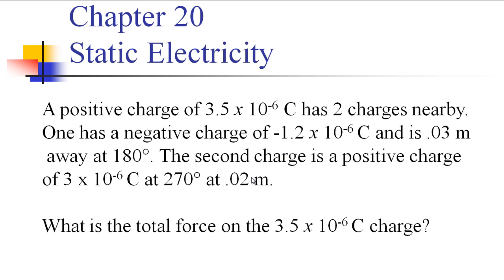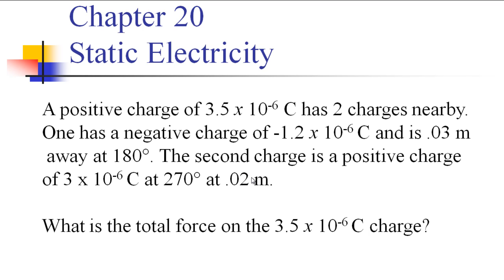Here's one for you to do for yourself. You should press pause right now and do all this stuff. So a positive charge of 3.5 times 10 to the minus 6 coulombs has two charges nearby. One has a negative charge of negative 1.2 times 10 to the minus 6 and is 0.3 meters away at 180 degrees. This second charge is a positive charge of 3 times 10 to the minus 6 coulombs at 270 degrees, 0.02 meters away. Now what these degrees mean is which direction from the original charge the other two charges are. So what is the total force on the 3.5 times 10 to the minus 6 charge?